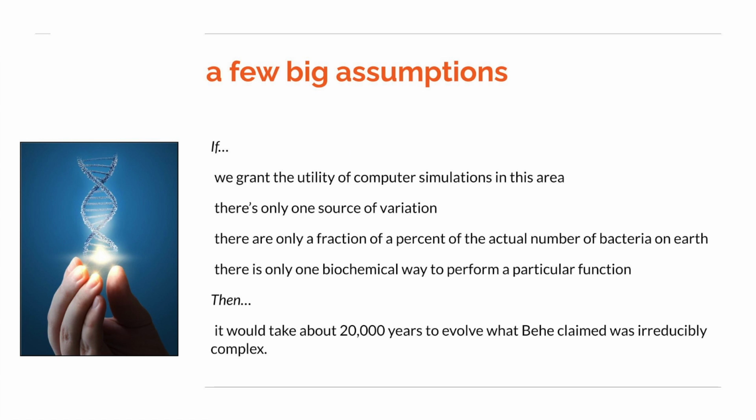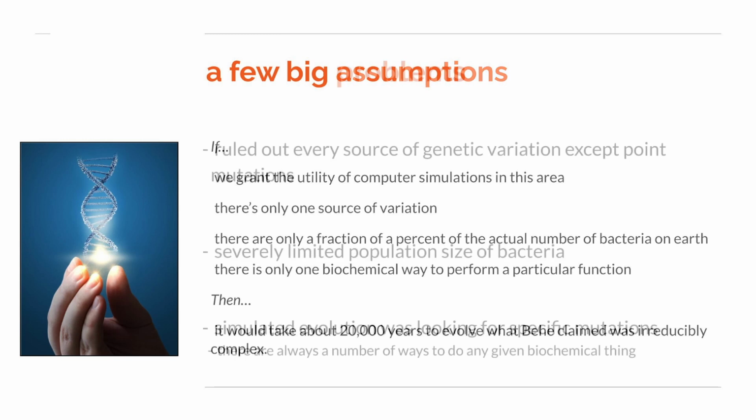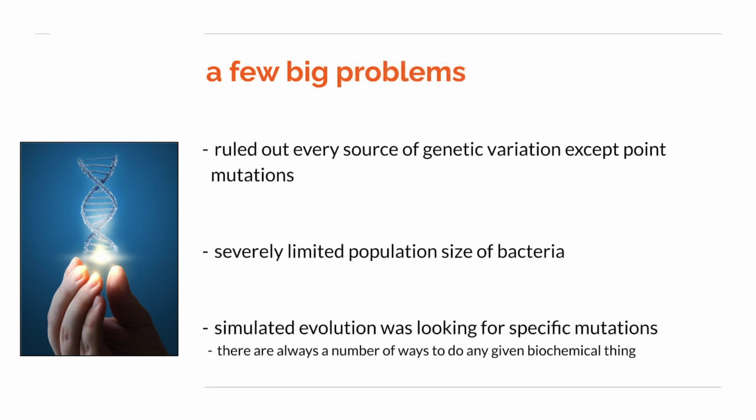Behe still likes to go around claiming that there hasn't been enough time for evolution to occur, even though his own research suggests otherwise. Remember, in Behe's simulation, he assumed that there were fewer bacteria on Earth than we could find in my yard. He also eliminated every source of genetic variation except single point mutations, which greatly restricted variation, and yet his results still indicated the system he claimed was irreducibly complex would arise naturally.